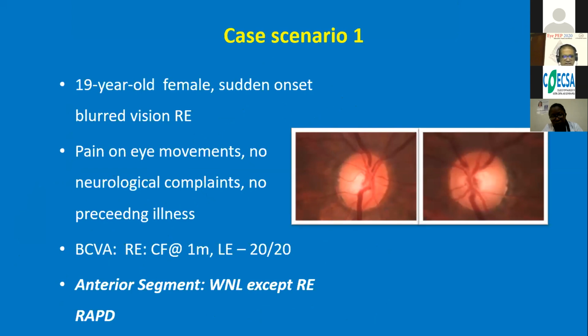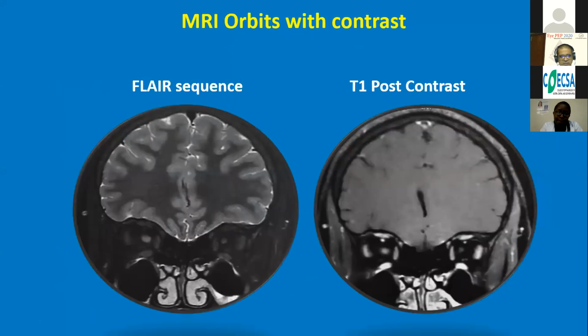Anterior segment examination was within normal limits except for right eye grade 3 RAPD. As we can see in the attached fundus photographs, the media was quite clear. The fundus was looking quite normal and the optic disc did not show any significant pathology. So at this point of time, we made a provisional diagnosis of right eye optic neuritis and we obtained imaging.